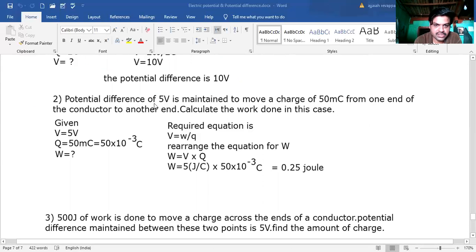Second: potential difference of 5 volt is maintained to move a charge of 50 millicoulomb. It's not micro, millicoulomb, from one end of the conductor to another end. Calculate the work done in this case. So what is given? Potential difference is given, 5 volt. Charge is given, it is millicoulomb.